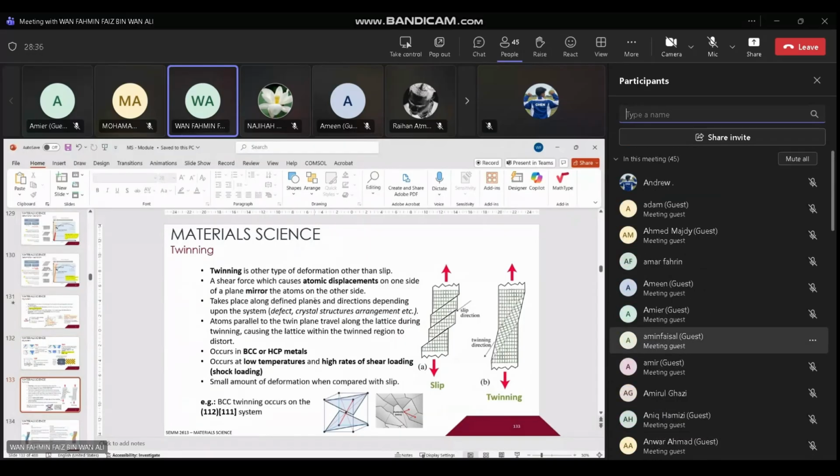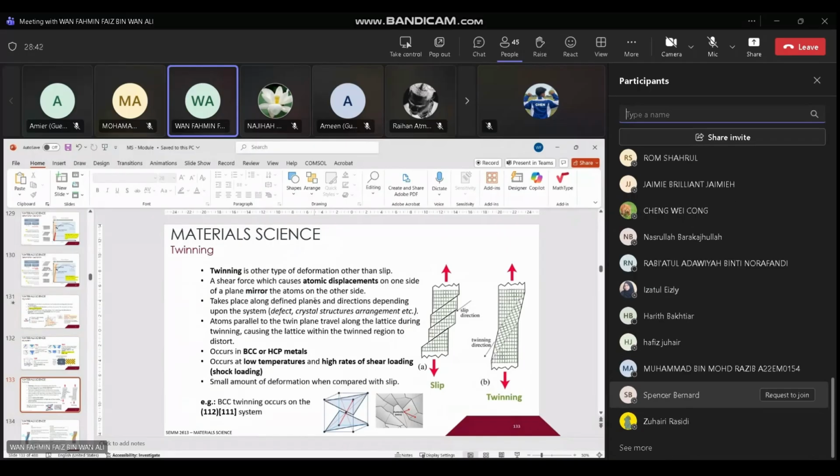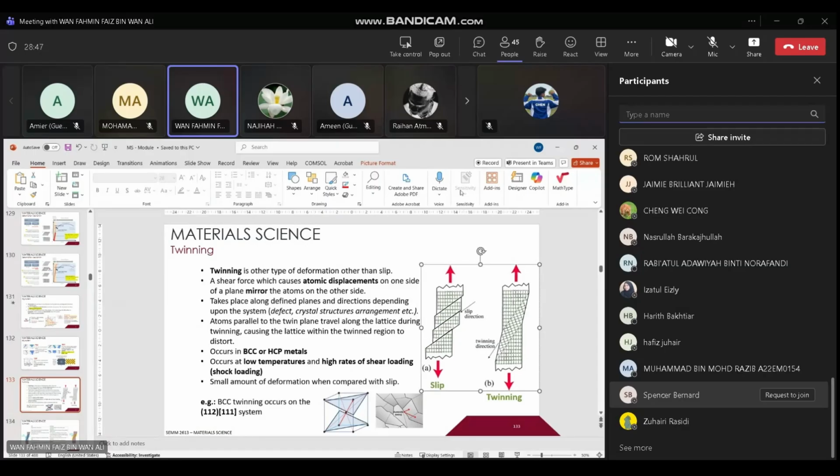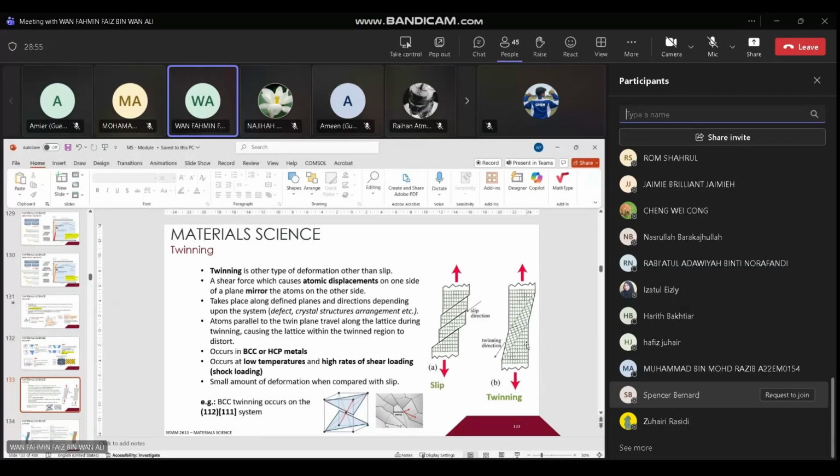Another deformation characteristic other than slip is known as twinning. Most typical or common deformations in a material are based on the slip directions, but somehow there will be another case where the material experiences twinning characteristics. Twinning is caused by shear force. It mirrors or mimics shear dislocation, but it is not shear.